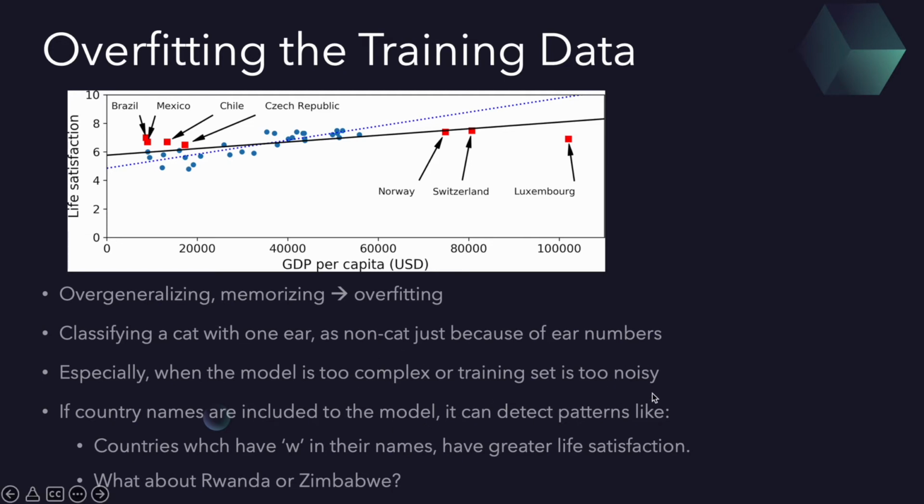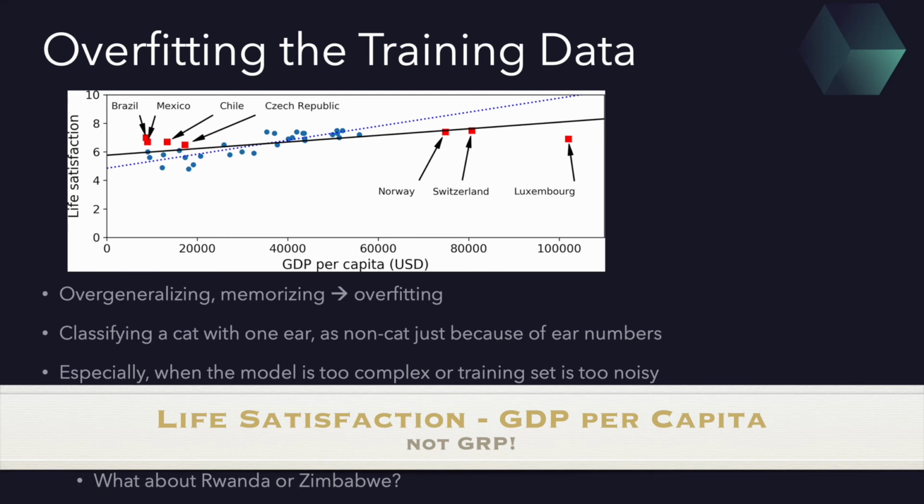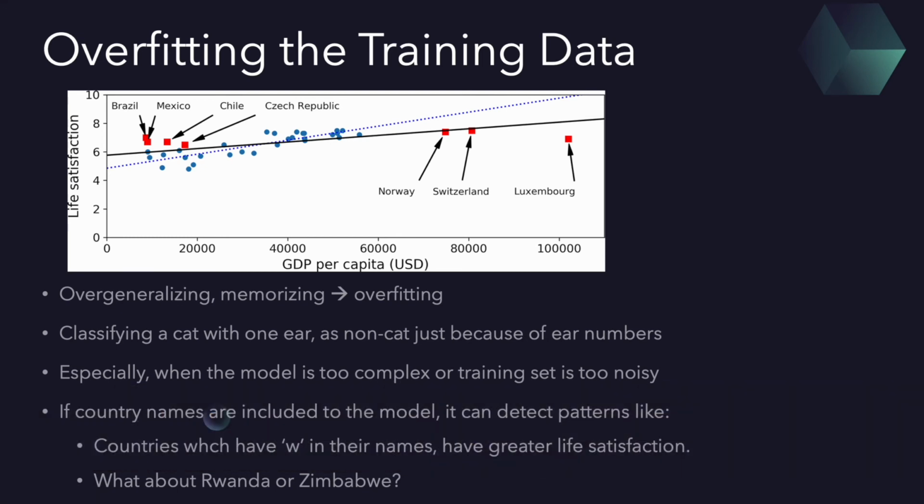Let's look at the graph. This is a life satisfaction and GDP per capita graph, and if you added the country names to your model, it can think countries which have W in their names have greater life satisfaction because of Norway, Switzerland, and Luxembourg. But do you think that it's logical? Of course not. What about Rwanda, Zimbabwe? There is no correlation between the name and the life satisfaction.